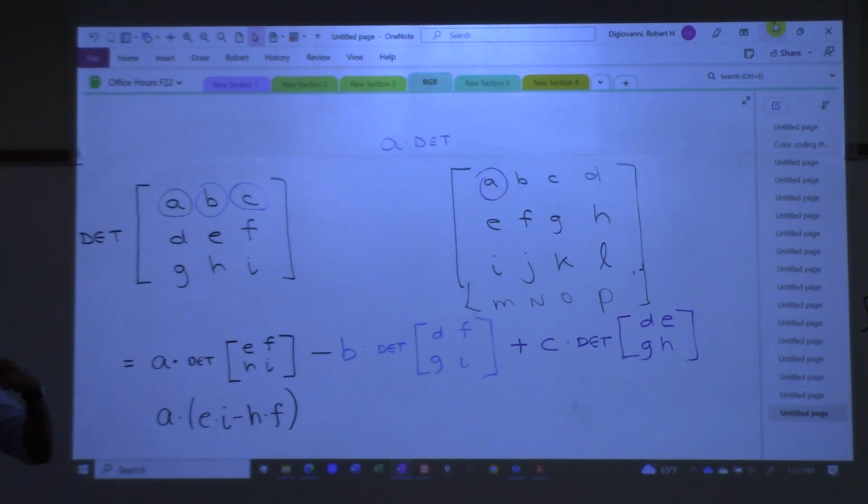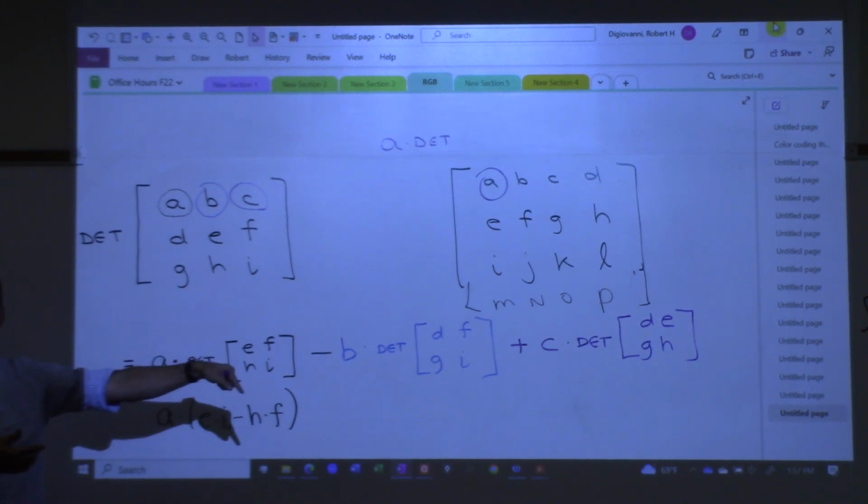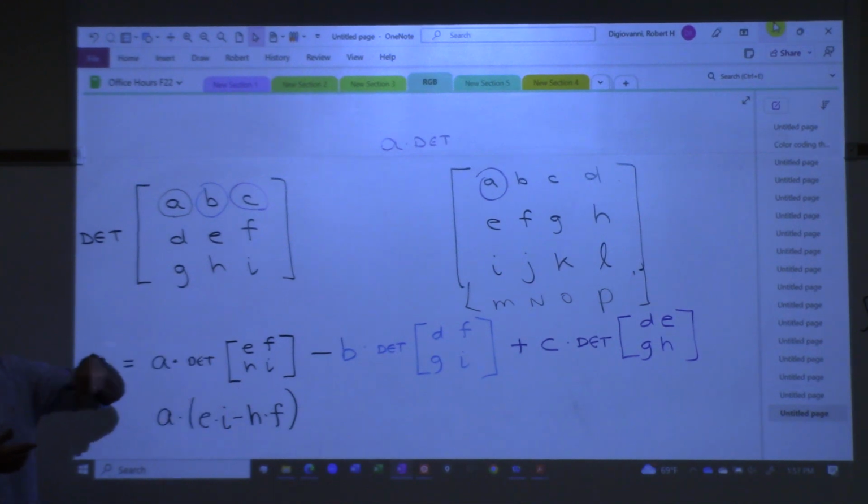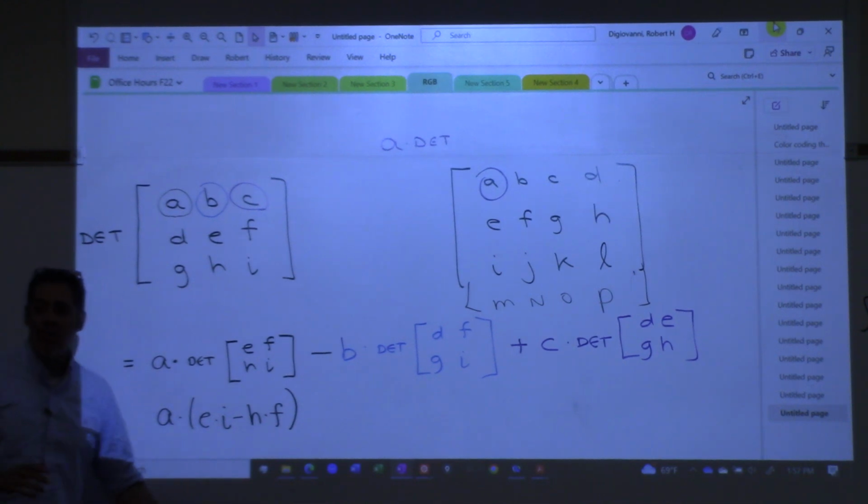You get the idea, though, that to do a 4x4 determinant, you actually need to do 4 3x3 determinants. Right? You're going to have to do 4 of them. And if you had a 5x5, you would have to do 5 4x4 determinants. And each of those would require 4 3x3s. And each of those 3x3s would require 2. So it starts. So there is a general formula.